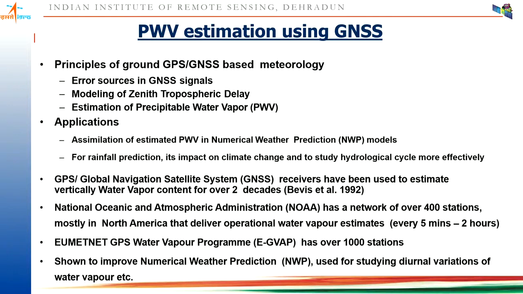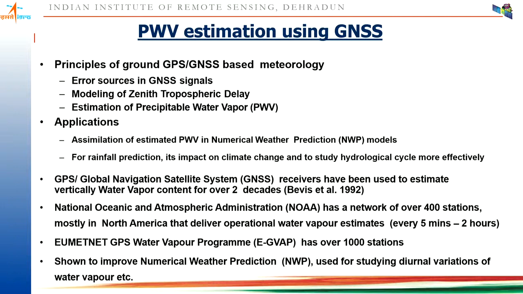We generally derive this PWV using ground-based GPS observations, based on the principle of ground-based GPS GNSS meteorology. Error sources in the GNSS signals: first we see how much error is there in the GNSS. As we discussed for GPS, the delay is basically caused by the troposphere and ionosphere. Two types of tropospheric delays are there: one is the hydrostatic delay, and the other is the wet delay.